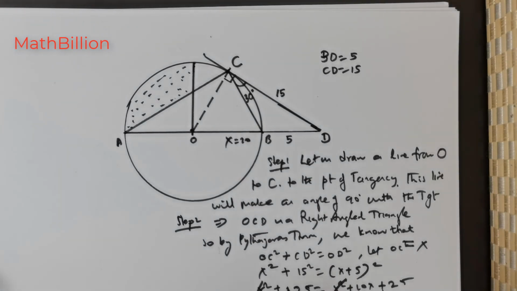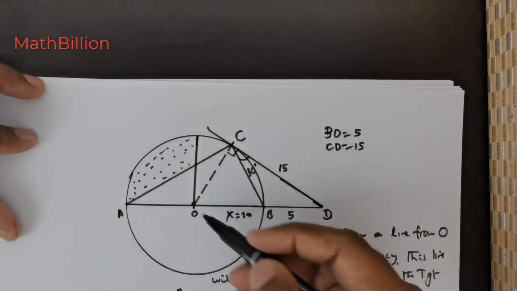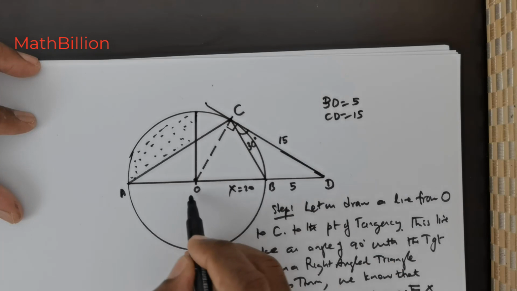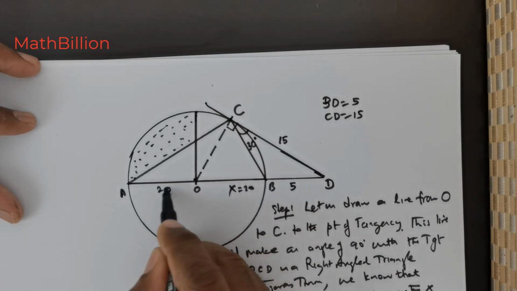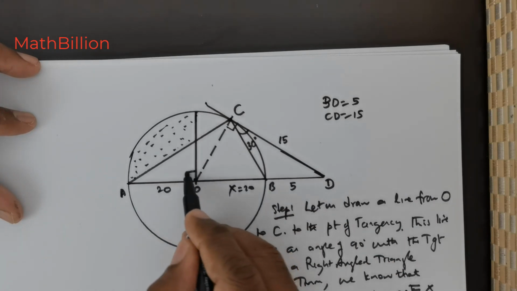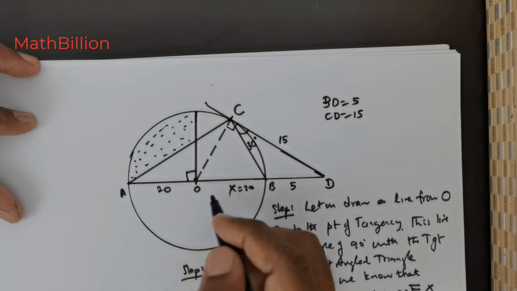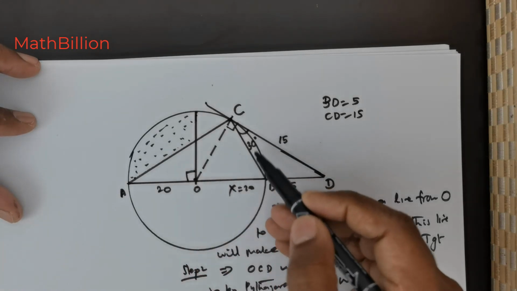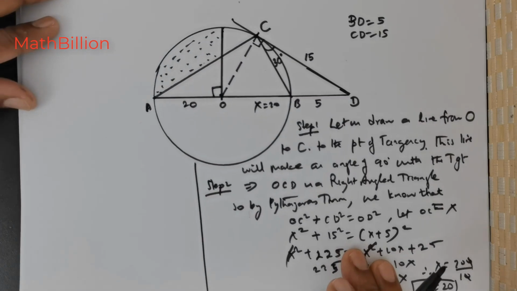Now you got the radius. Now having got the radius, you can clearly go back to the figure. OA is part of the radius, so this is going to be 20 units. Now this angle is 90 degrees, right? And you see this angle at C, so that is a very important step. Let me write that down.